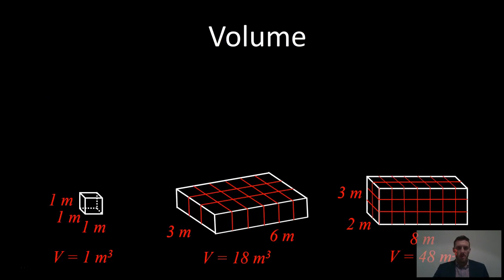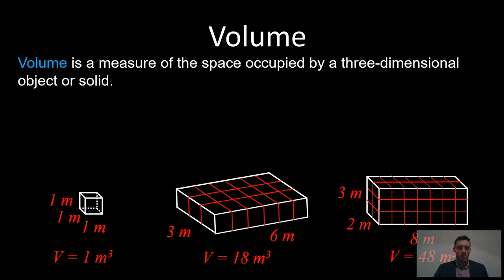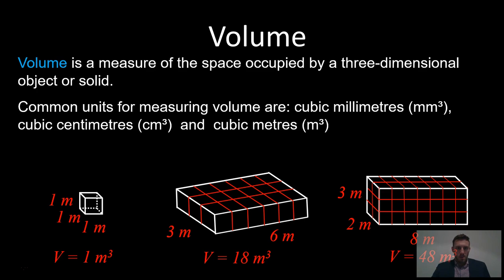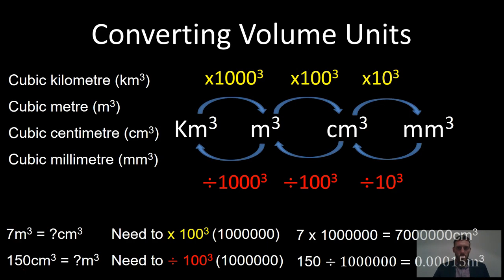You'll remember that from the last video on volume units, volume of prisms and cylinders, that volume is a measure of the space or cubic units occupied by a three-dimensional object, or solid. If you need further explanation on this, please refer to the volume units, volume of prisms and cylinders video. Common units for measuring volume again are cubic millimeters, cubic centimeters, and cubic meters. Volume units are simply the normal metric length cubed.